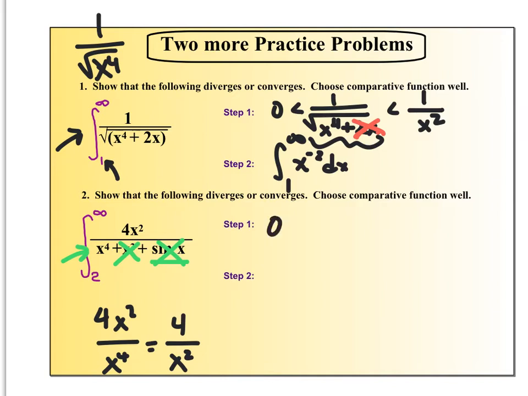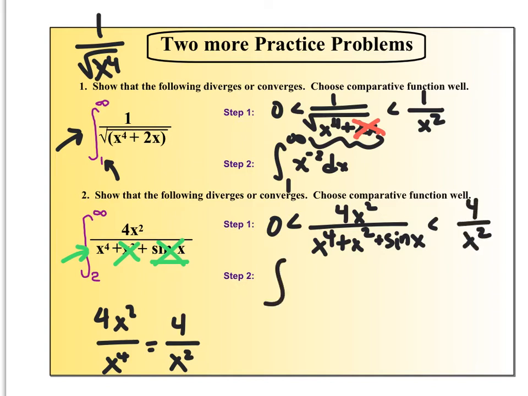Now, I would use that as my upper function. So all of this crazy stuff here, x to the fourth plus x squared plus sine x, is going to be less than 4 over x squared. I'd integrate from 2 to infinity of 4 over x squared dx, and hopefully what I come up with is some finite number. Then I can say that said integral here is convergent using the comparison test. So let's put this to work here in a moment.